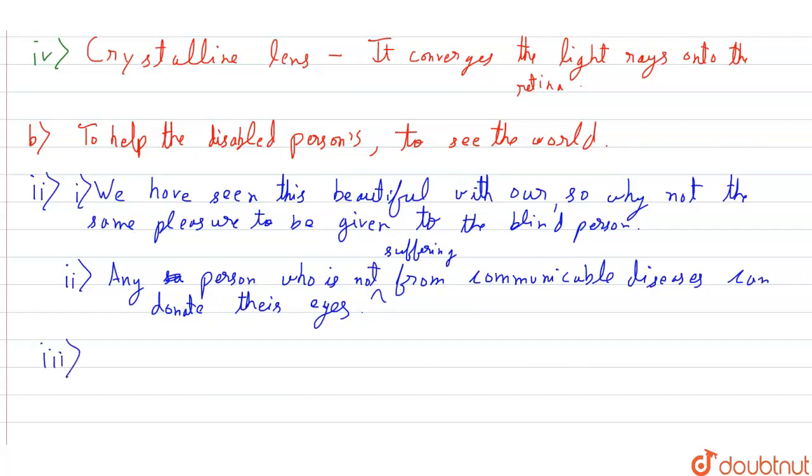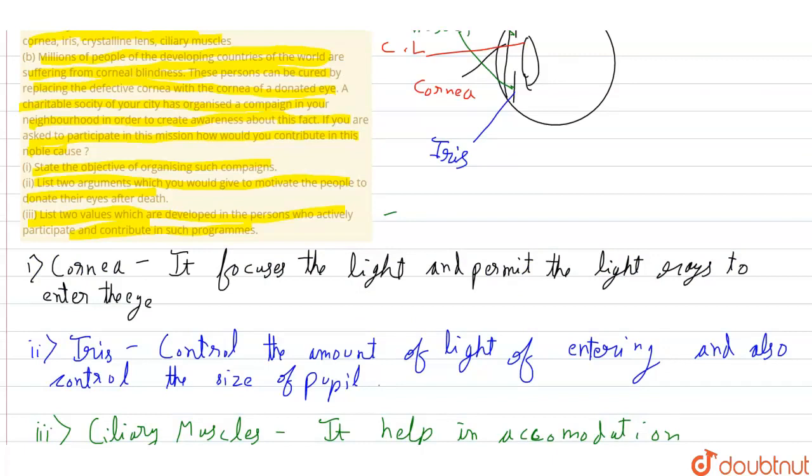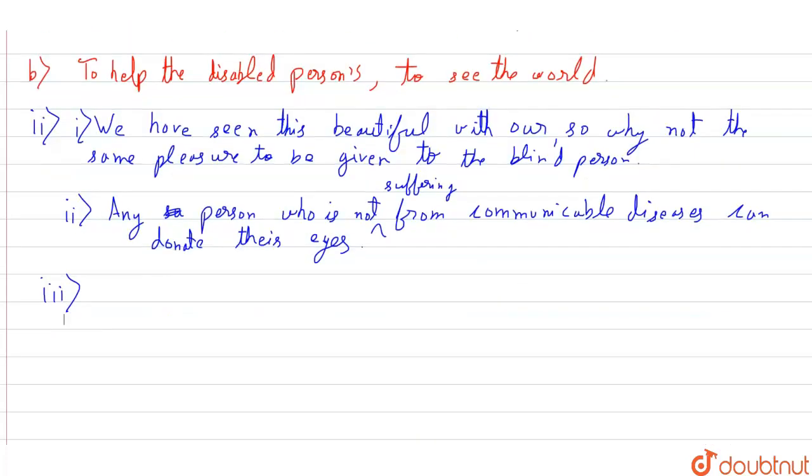And the third question is, list 2 values that are developed in the person who actively participates and contributes in such programs. So, charitability and social welfare are the values that will emerge in the person who is actively participating in such functions. So this is the answer to our question.